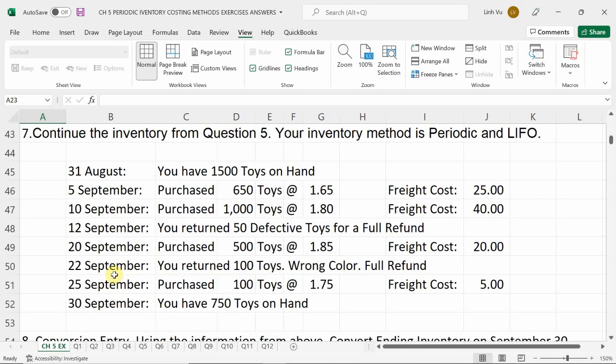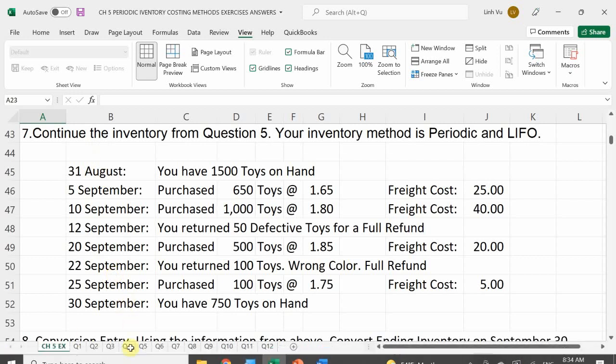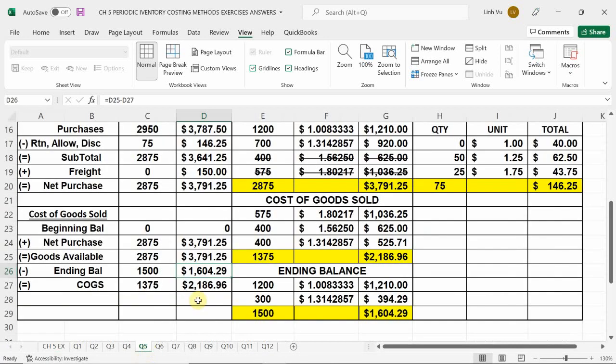It says right here that we're going to continue the inventory method with the question from question number 5, and our method is going to be periodic, and it's still LIFO. In this case, it says that on August 31st, we should have had a total of 1,500 toys on hand. And we know that because that's exactly what we did.